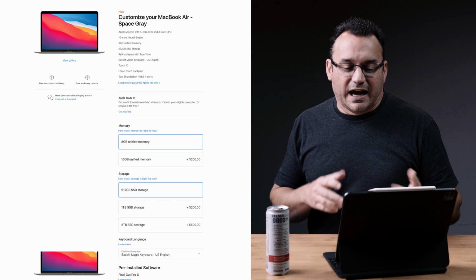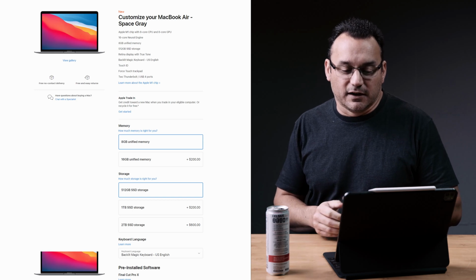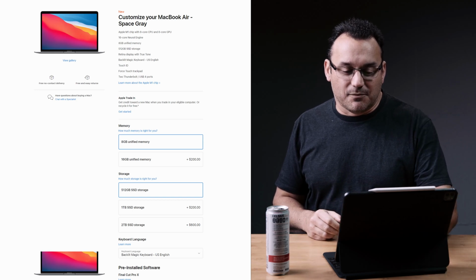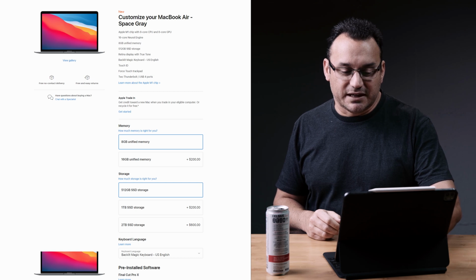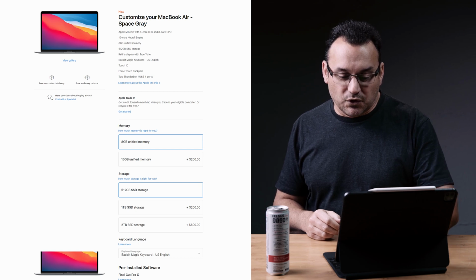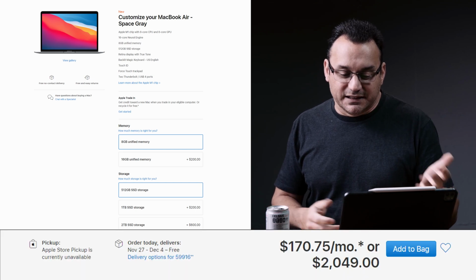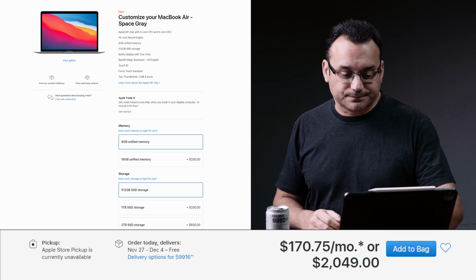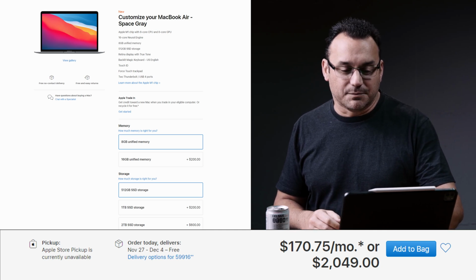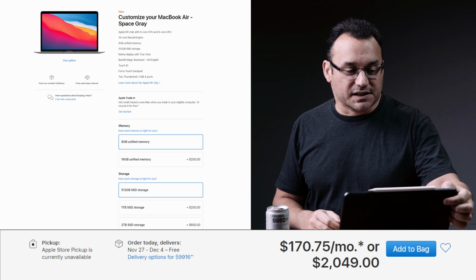So with the higher end MacBook Air, once you start to configure it out by adding 16 gigs of memory and maybe even a little bit more storage, you are at, you know, around $2,000. So if you max out the MacBook Air, $2,000 is the price point.